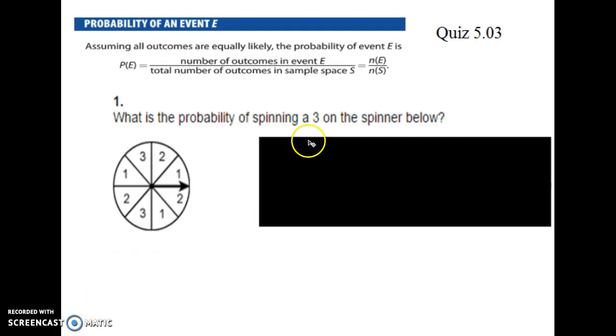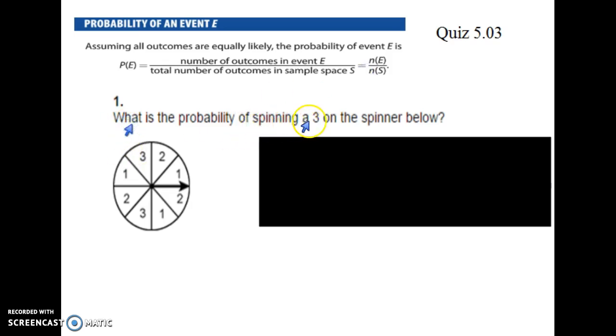All right, this is some help with quiz 5.03 on basic probability. So the formula we're going to use for all of these is this basic probability formula. The number of outcomes in an event, so that's what they have, this N is E, all of those possible outcomes divided by the number of outcomes. So this is how many outcomes they're referring to out of the total sample space. So let's take a look how that works.